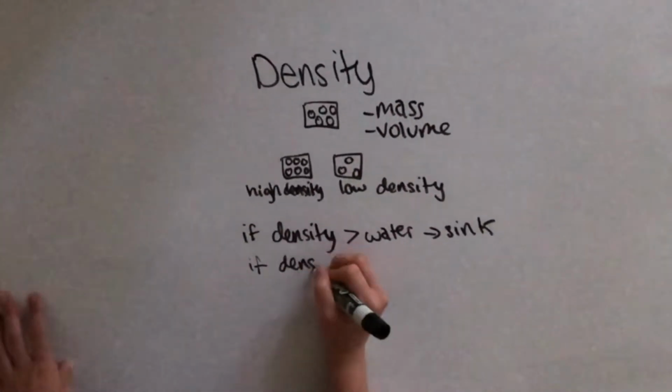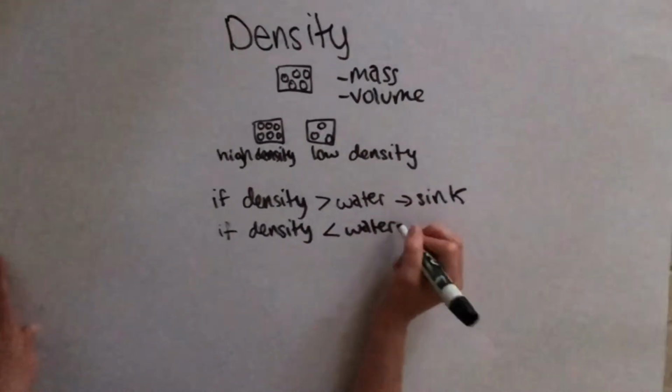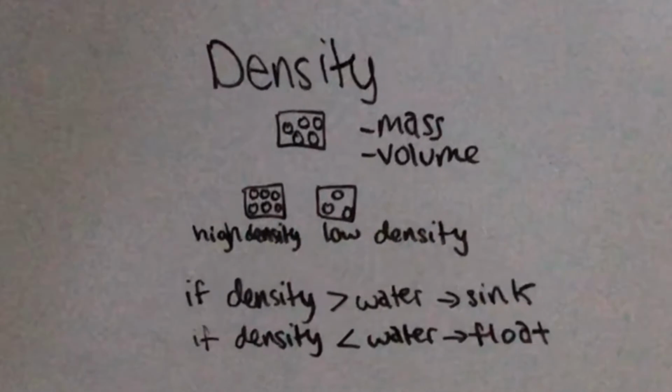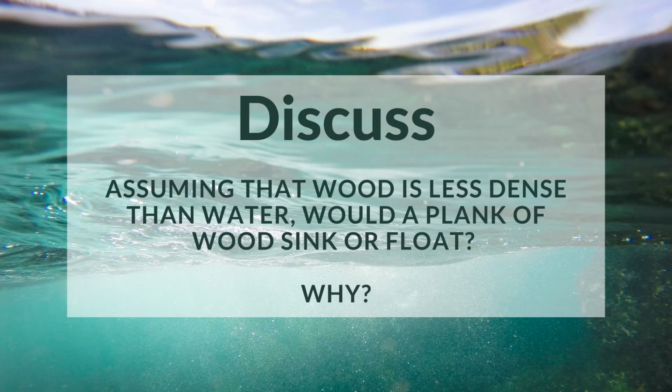In the experiment, the ping pong ball floated because the density of the ping pong ball is less than the density of water. The rock sunk, on the other hand, because its density is greater than the density of water. The objects that should have floated are the ping pong ball and the empty water bottle. The objects that should have sunk are the rock, the full water bottle, and the pen.